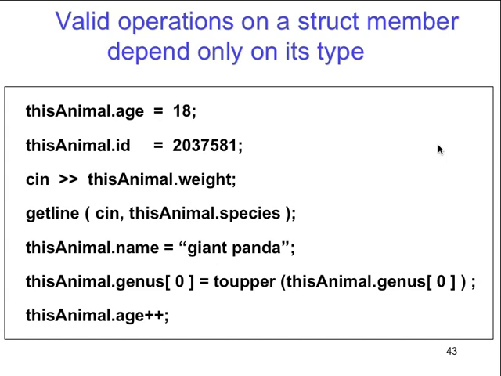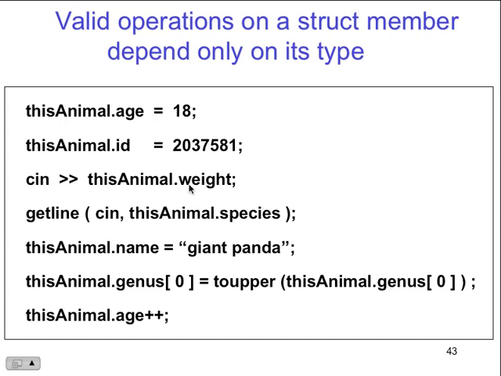And so here are some valid operations on structures depending upon their type. So we have thisAnimal.age is equal to 18. Okay, now everyone's looking at it. It looks like instances of classes with the dot notation. It is. It's the same concept. If you're familiar with it in any other language, it's consistent.